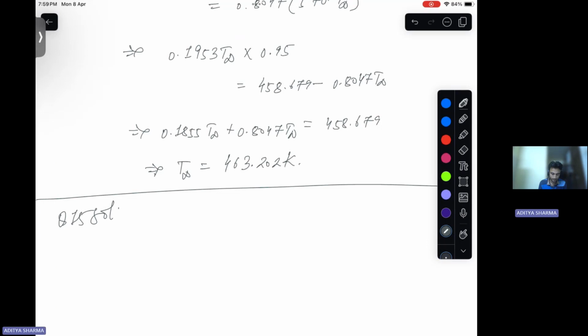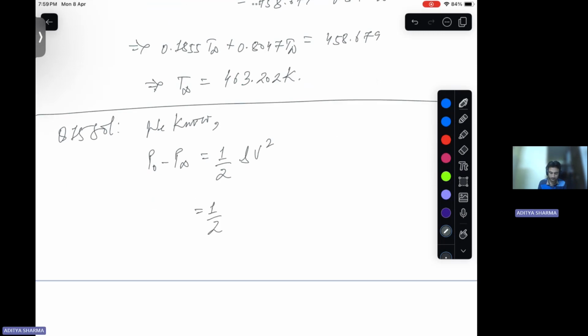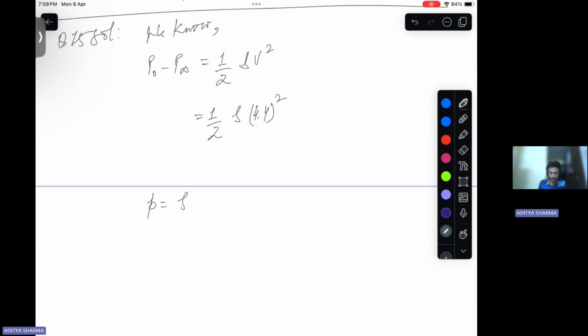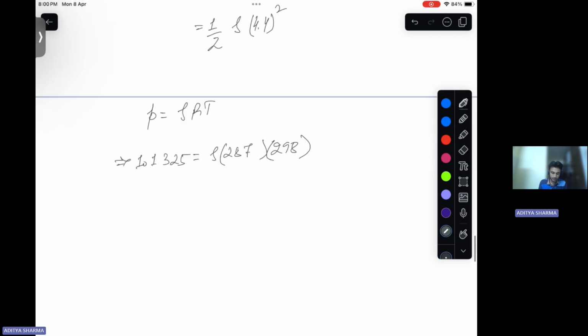So we know that the dynamic pressure is P naught minus P infinity, which is half of rho V square. V here in the question is given as 4.4, right? But the rho is not given. So what we will do is use the perfect gas equation, right? R is given as 287 and temperature we have is 25 degrees Celsius, which in Kelvin is 298. So if we work out the density, it comes out to be 1.1847 kg per meter cube, right?